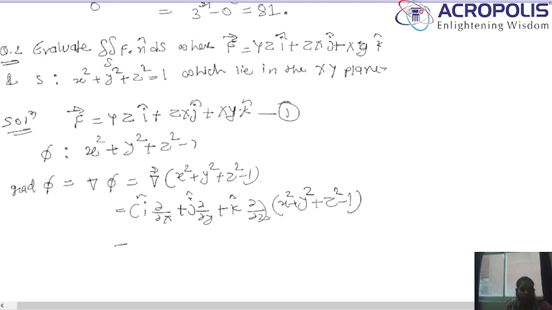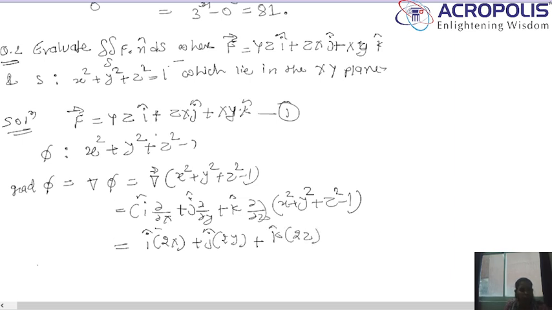Now here the value is i del by del x of this, that gives me 2x. In a similar way, del by del y of this gives me 2y, plus k, this is 2z.